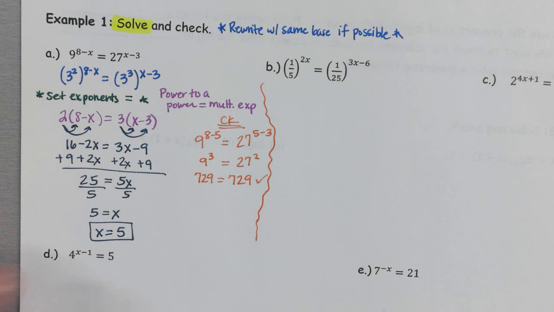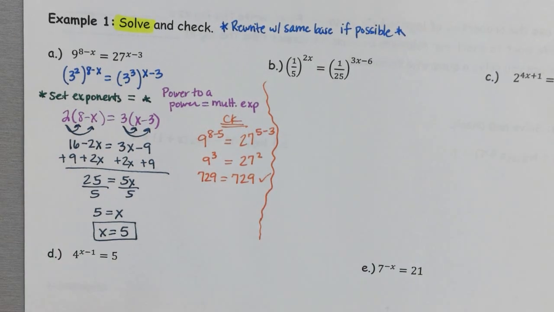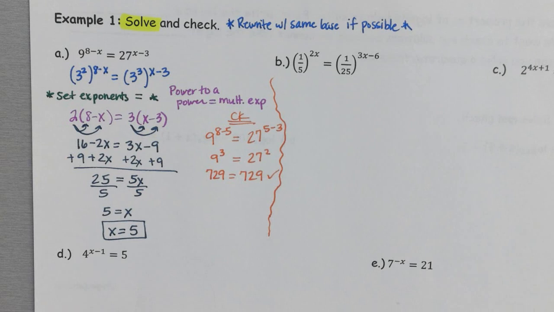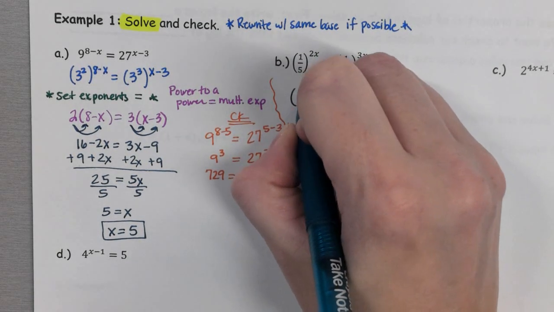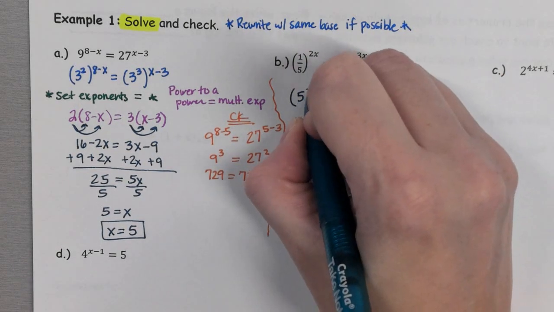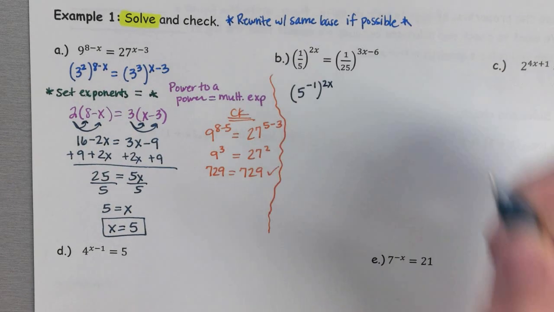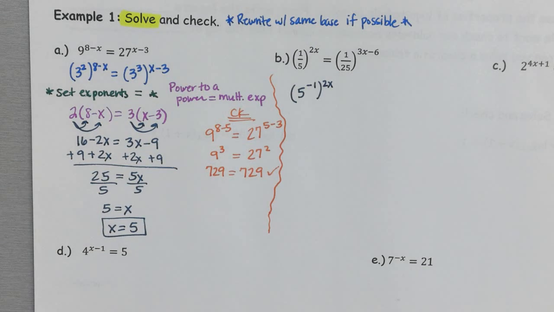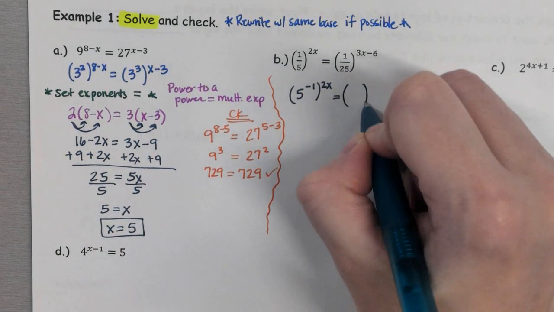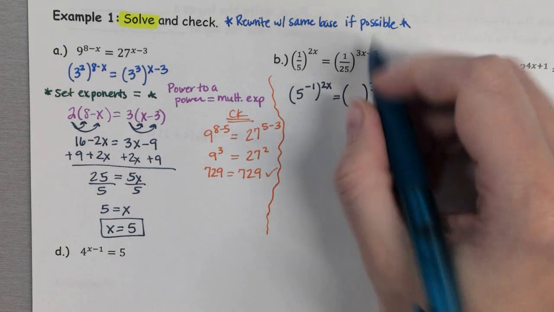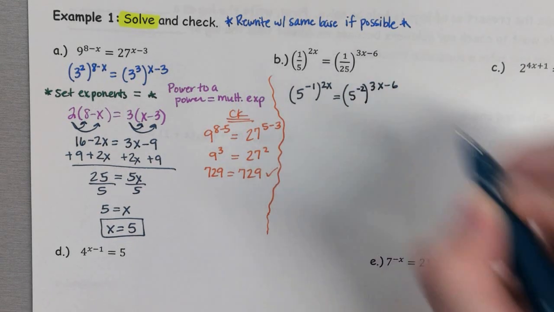Okay, now for these, 1/5 and 1/25, what base should we rewrite them with? Yeah, let's rewrite it as 5. Because 5 to what power is 1/5? 5 to the negative 1 is 1/5. And then 5 to what power is 1/25? So 5 to the negative 2.